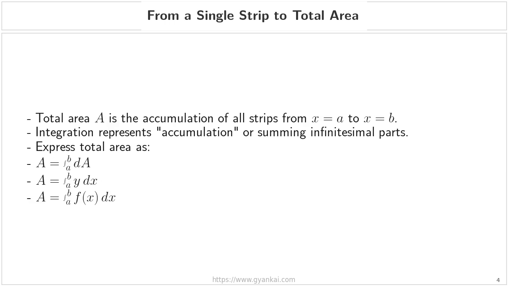To put this into mathematical notation, we start by saying that the total area A is equal to the integral, from a to b, of dA. dA represents that tiny bit of area from our previous slide. But since we know from our breakdown of the elementary strip that the height is y and the width is dx, we can substitute that in. This gives us the area A equals the integral, from a to b, of y dx. And finally, to make it ready for calculation, we replace y with our actual function. So, the most complete way to write this is, the total area A equals the integral, from a to b, of f of x dx.